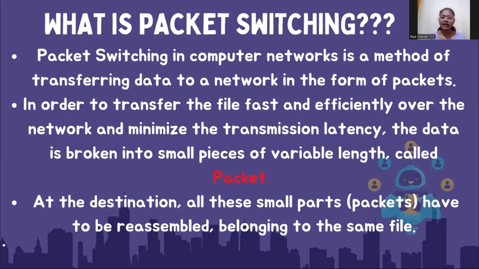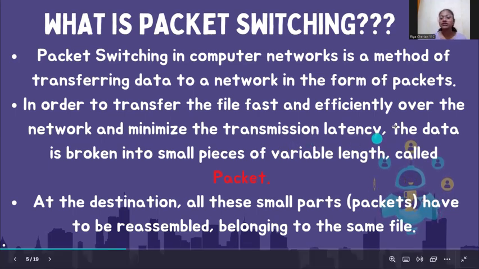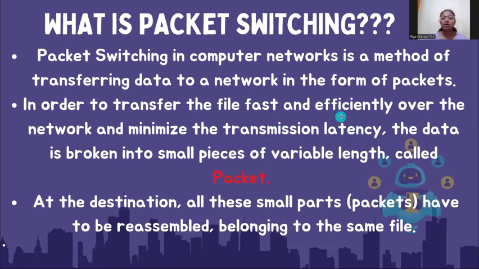What is packet switching? Packet switching in computer networks is a simple method of transferring data over a network in the form of packets. It is used to transfer files fast and in an efficient manner, and it minimizes the transmission latency. Here, the term transmission latency means the amount of time it takes the data to move from the source to destination. The data is broken into small parts of variable length, which are known as packets. At the destination, all the small parts or packets belonging to the same file are reassembled.